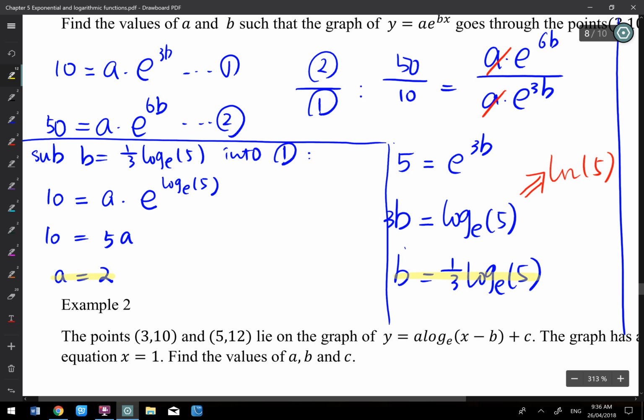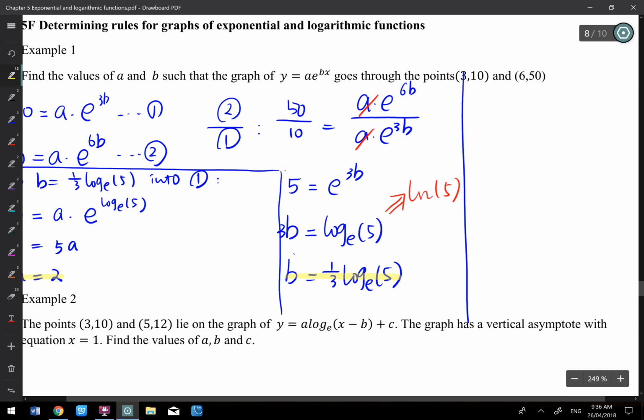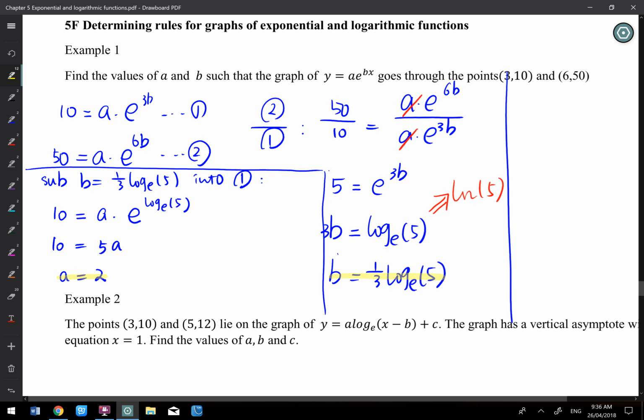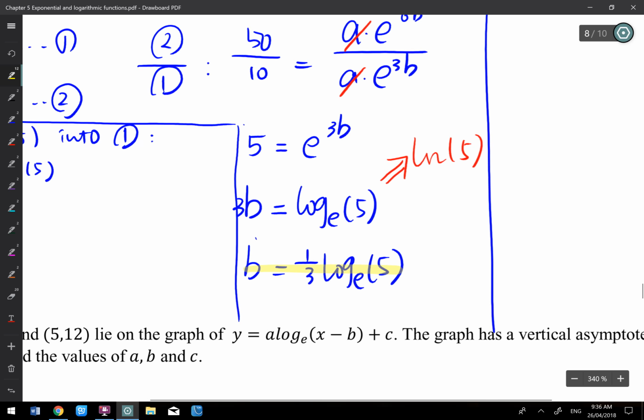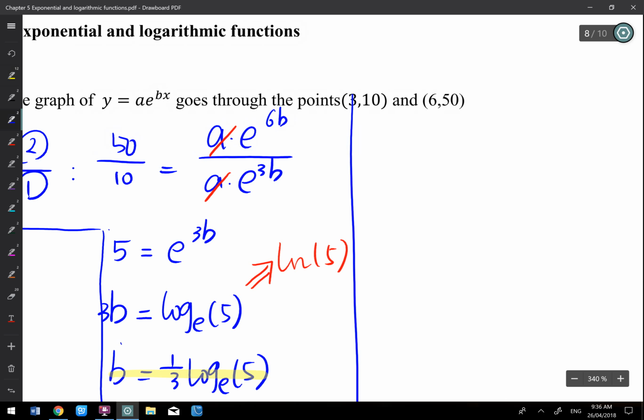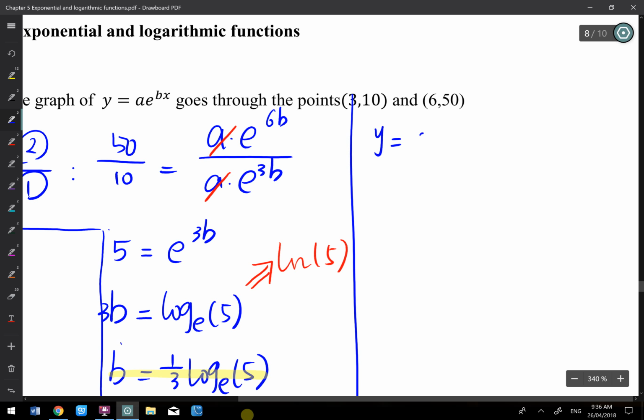So a is 2, b is a third log e5. We already answered the question, but I want to do an extra step. I want to sub a and b back into the equation and see what the equation looks like. So y equals 2 times e to the power of bx. Remember b is a third log e5, times x.